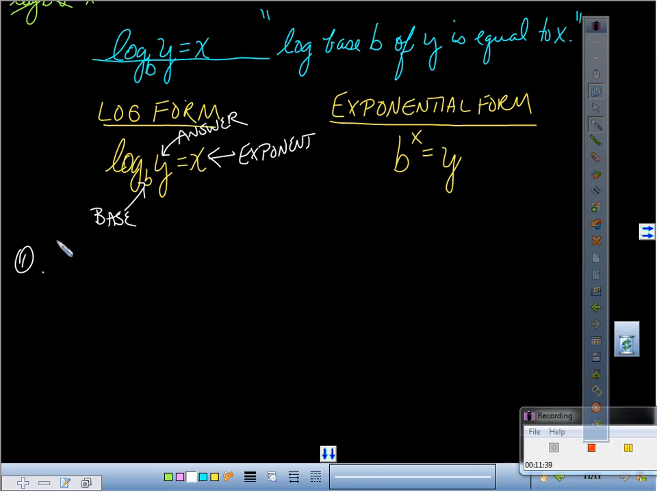So here's the first one. Log base 2 of 8 is equal to what? Now, what did I tell you that you needed to do? Rewrite it as an exponent. Okay? So let's rewrite it. What's my base? What's my exponent? We don't know, do we? Put that little box there. Is equal to, what's my answer? 8. Now you know that, don't you? 2 to what power is equal to 8? So log base 2 of 8 is equal to 3.